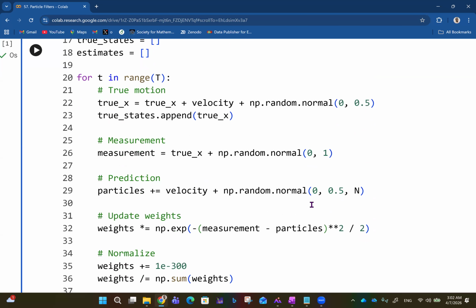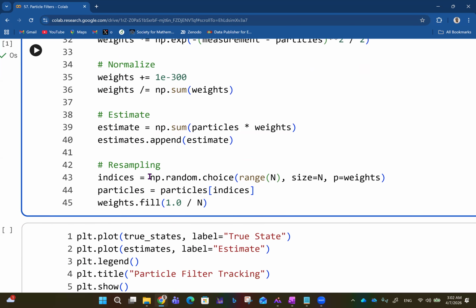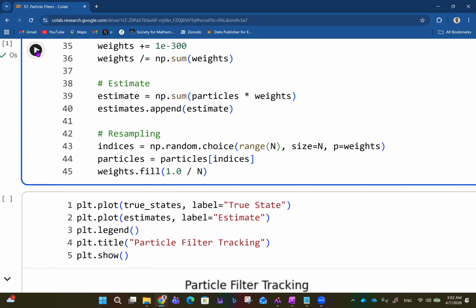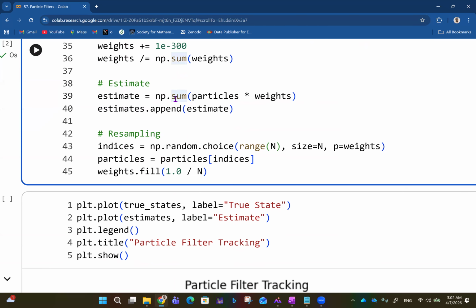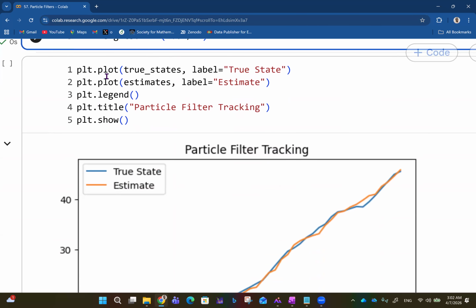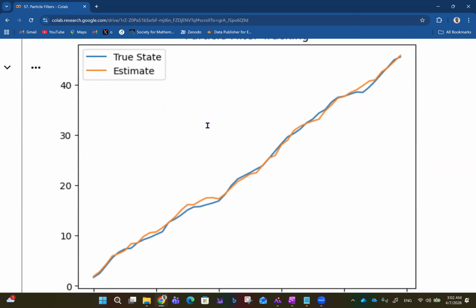You have the prediction for the particles. You have the update weights. You have the normalization. You have the estimate, and of course, you have the resampling. So you have that, and then of course I've run that second one. Now we want to have a look at it. So now if I run this, we want to see the particle filter tracking.